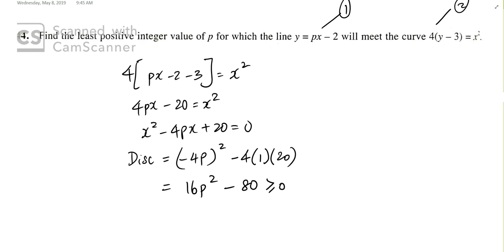Anybody disagrees? Or who agrees? Who agrees with him? Looks like more than half are unsure. So Wilden, can you explain why? Must it be greater than or equal to 0? What meets the curve?